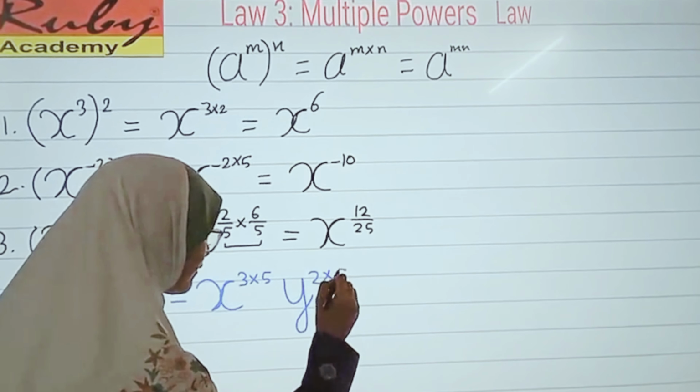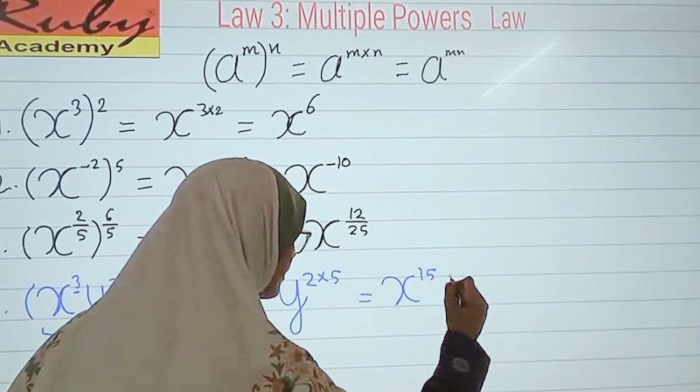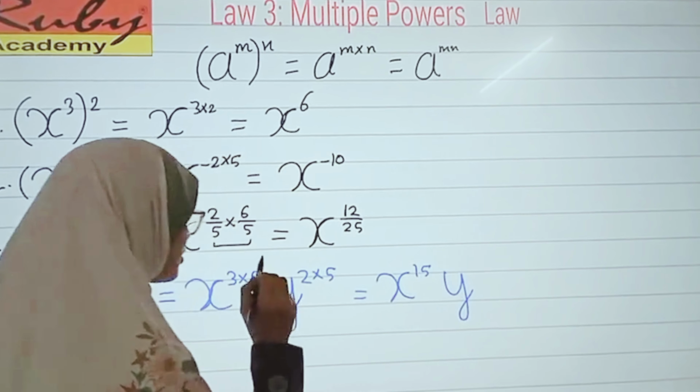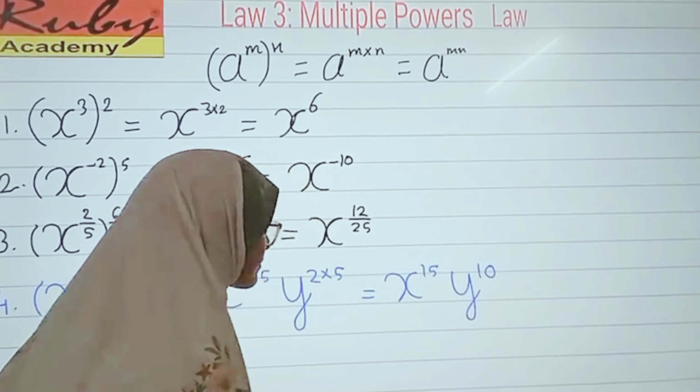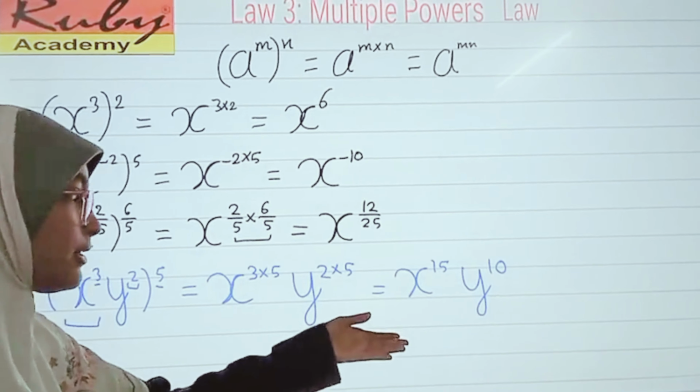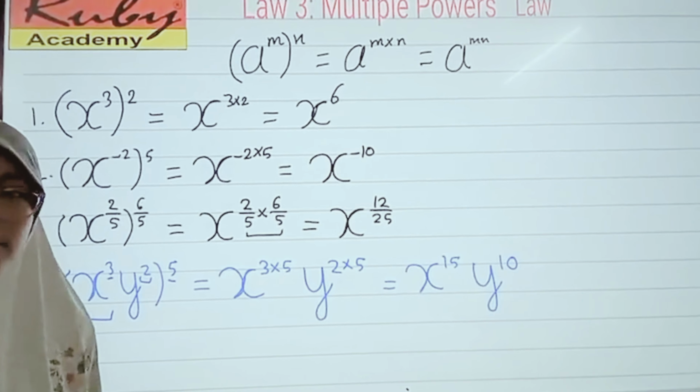Now let's find the result of this. So x raised to 3 into 5, which is going to be 15. And y is going to be 2 into 5, which is going to be 10. So this is our result for the question.